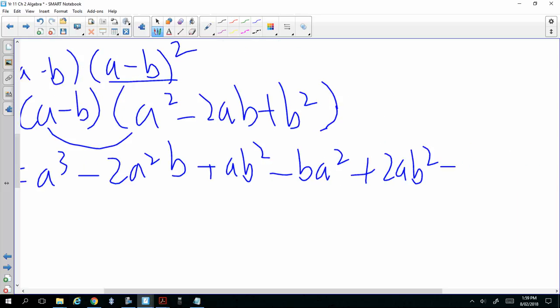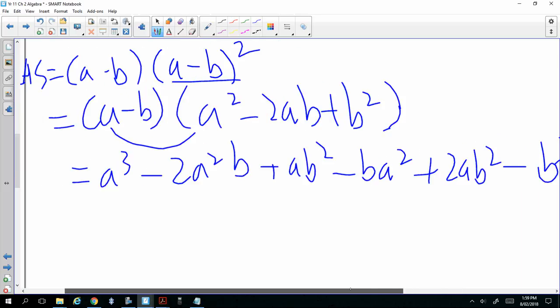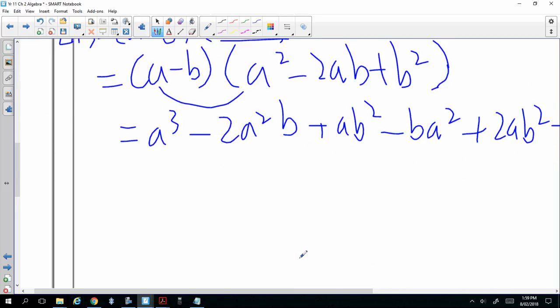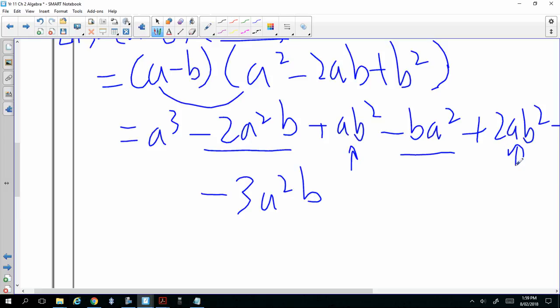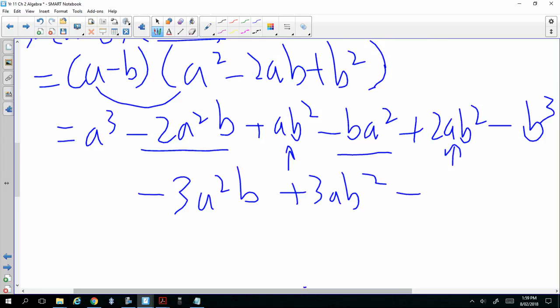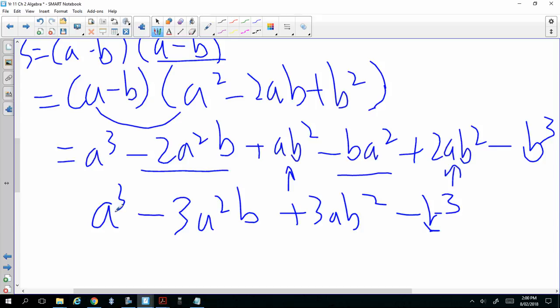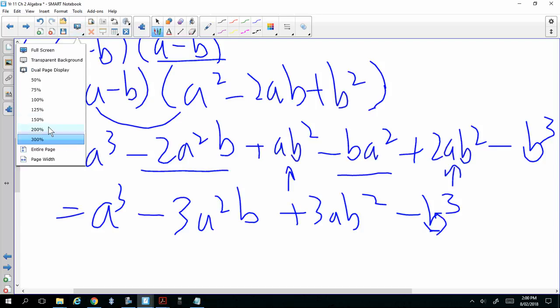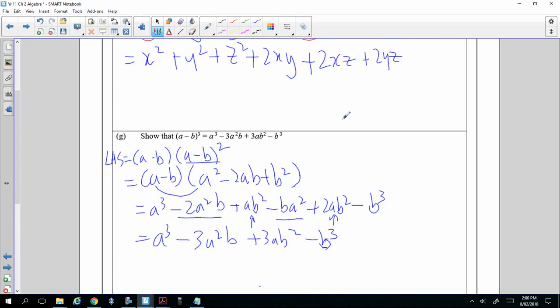And then you're going to collect like terms. So these are like terms. They both have an a squared and b, so you get minus 3a squared b. These two are like terms, so you get 3ab squared. And then finally you only have a negative b cubed at the end, and also a cubed in front. Okay, so that proves this question. And then we've got one more. Let's try with this example.